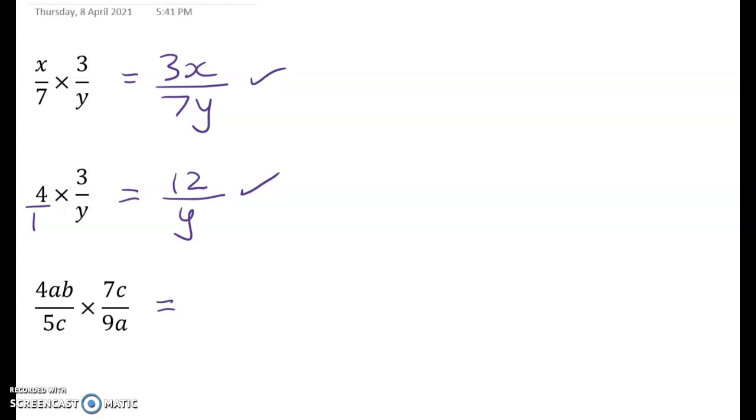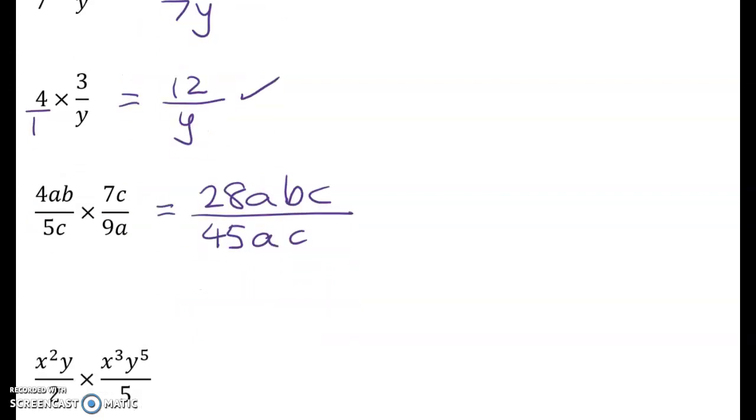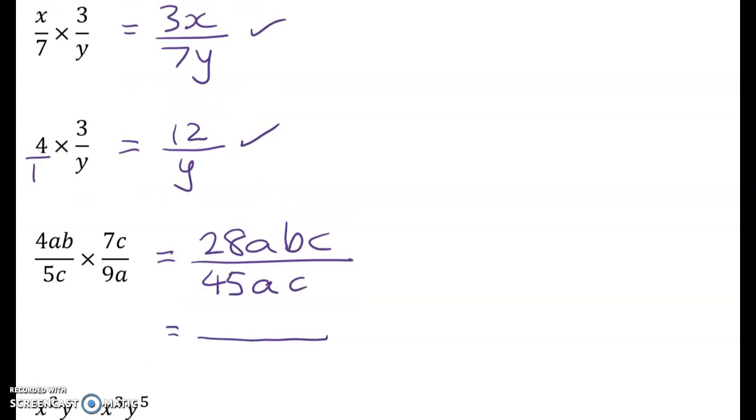Well, multiplying the numerators gives me 28ABC, and multiplying the denominators gives me 45AC. Now this time we can simplify. We can't simplify the 28 over 45, so that's going to sit here. But we've got A divided by A, so that's just 1. We've got no B's except for the B here, but we've got C divided by C. So my final answer is 28B divided by 45.